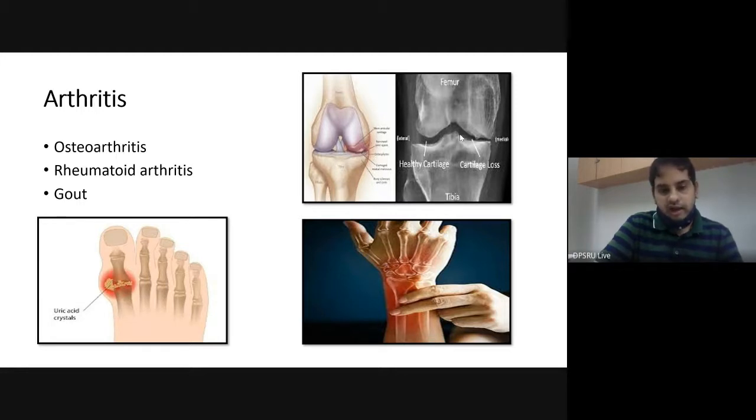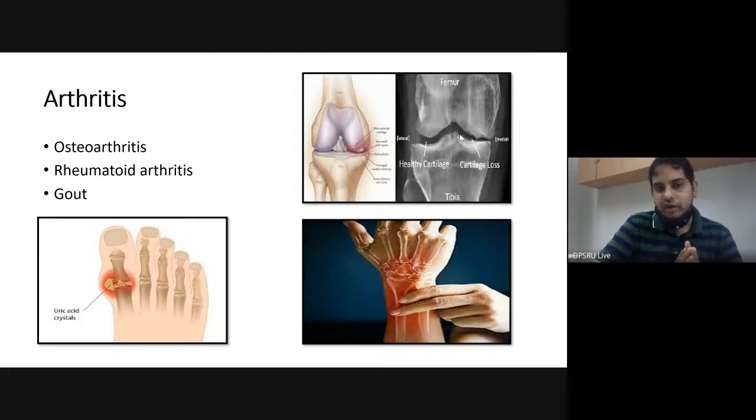And third is gout. Gout happens due to disorders in the metabolism of purine, where uric acid is deposited in the joints, and excess deposition of uric acid will create a problem. It will result in inflammation. So these are, in a generalized way, the different types of arthritis.